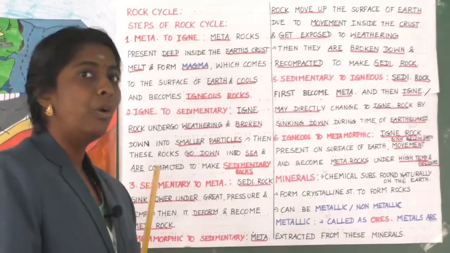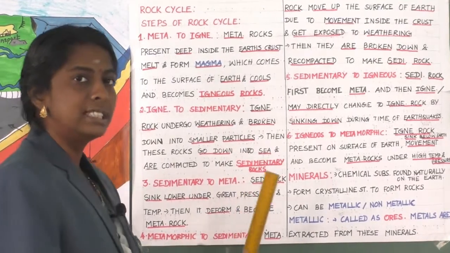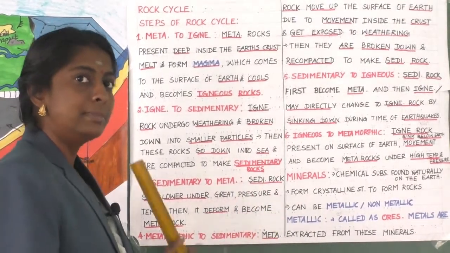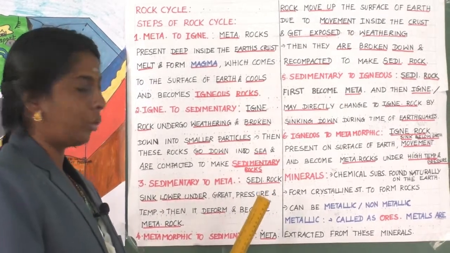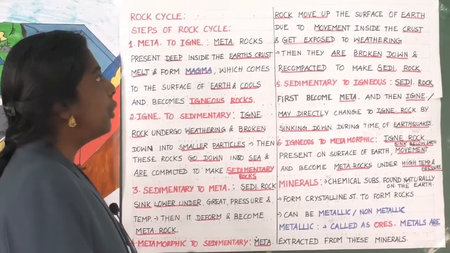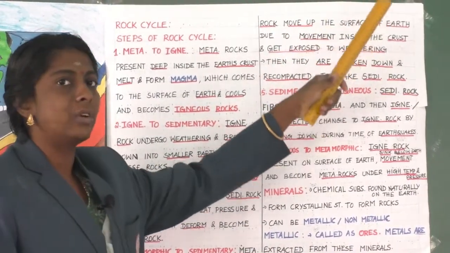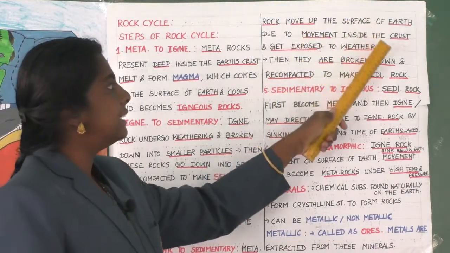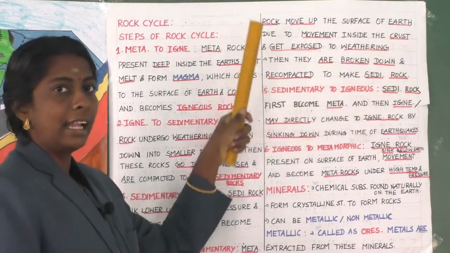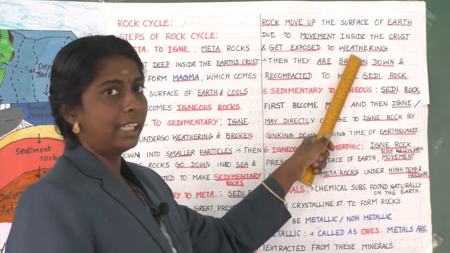Now about the fourth step, that is metamorphic to sedimentary. How this metamorphic rock is converted to sedimentary rock. So, metamorphic rock move up the surface of earth due to the movement inside the crust and get exposed to weathering.